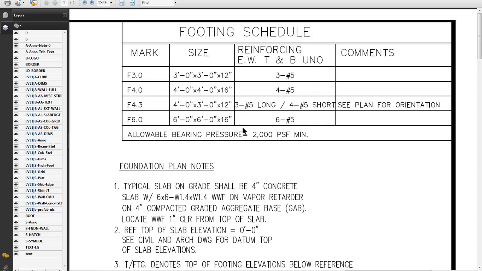And it tells you what the allowable bearing pressure is. So all the concrete has to be a minimum of 2,000 pounds per square foot.